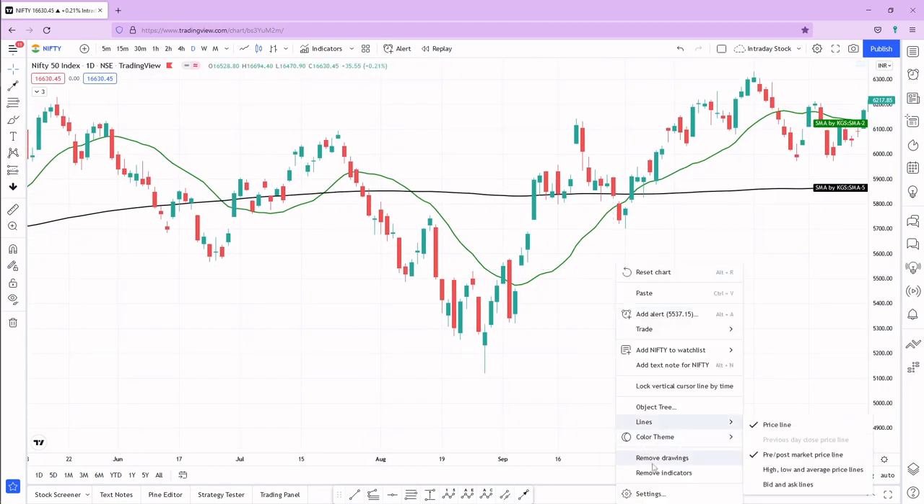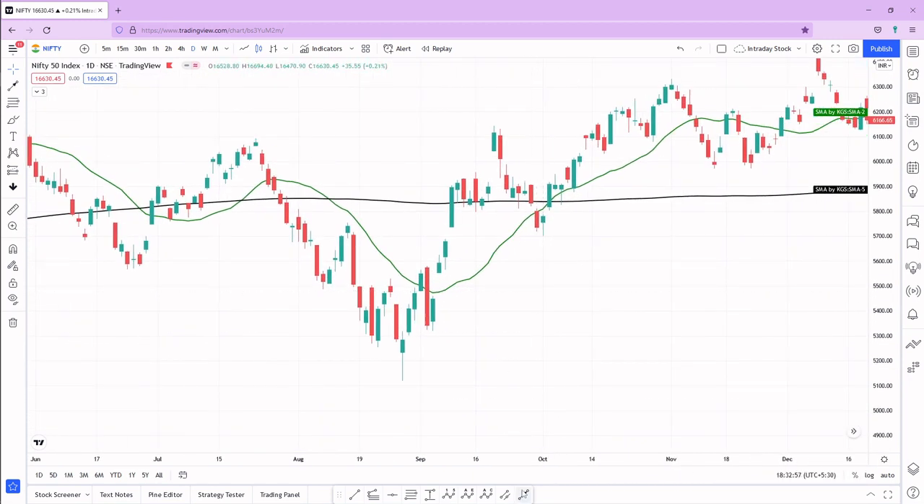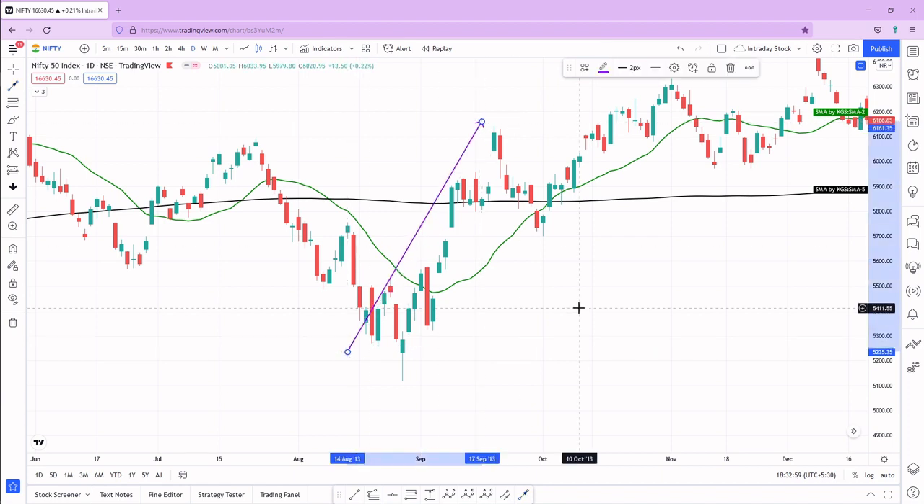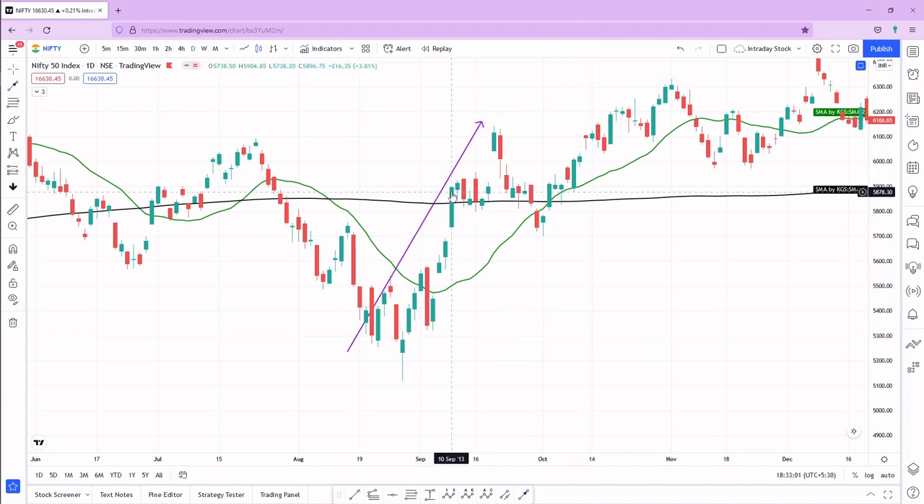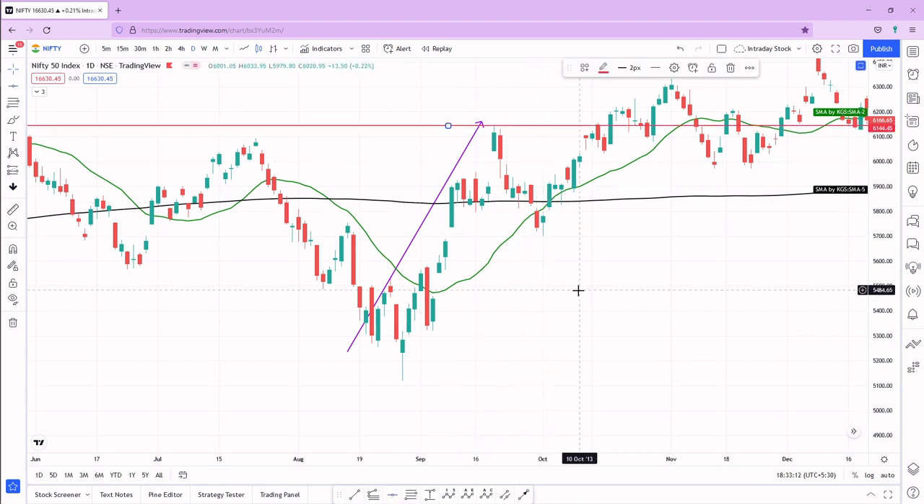Now let me remove all the drawings. From here to here the candle closed above the 20 SMA and 200 SMA. So till the time the 20 SMA crosses the 200 SMA, I have to wait. So here only the 20 SMA crossed the 200 SMA. So according to me, the recent high has formed over here.